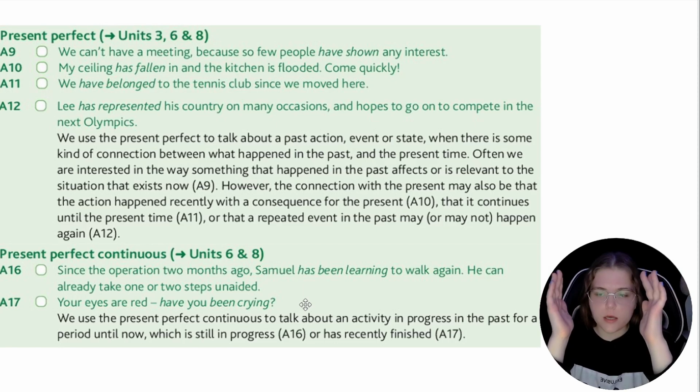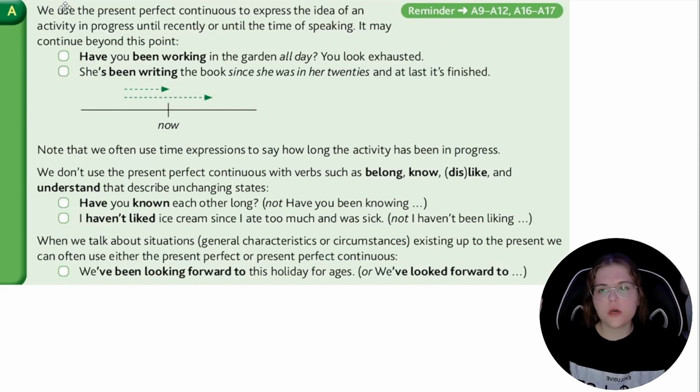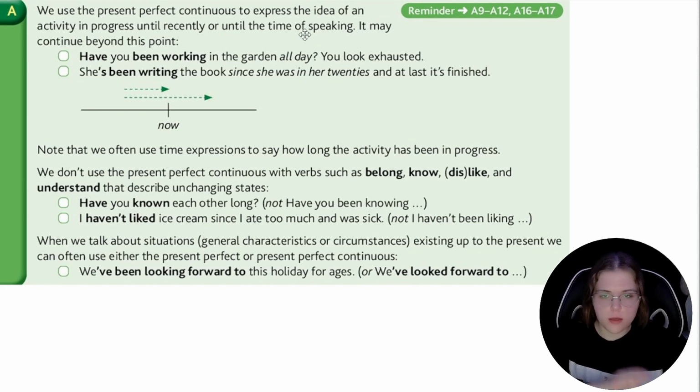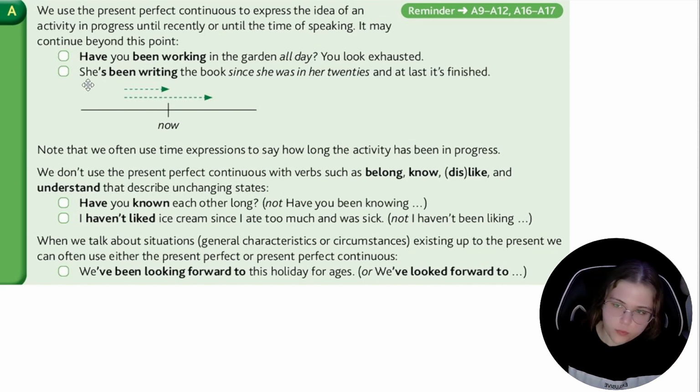A really long action. We use the present perfect continuous to express the idea of an activity in progress until recently or until the time of speaking. It may continue beyond this point. Have you been walking in the garden all day? The duration, you look exhausted, very tired. She's been writing the book since she was in her 20s, and at last, the synonym is at least, finally, it's finished.